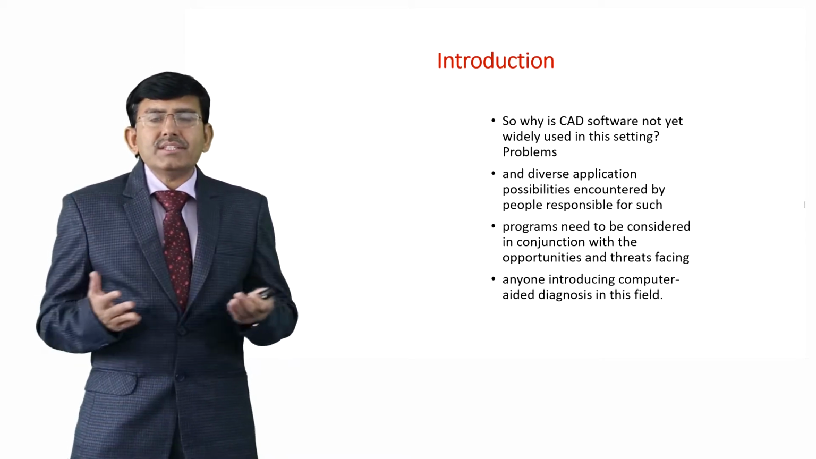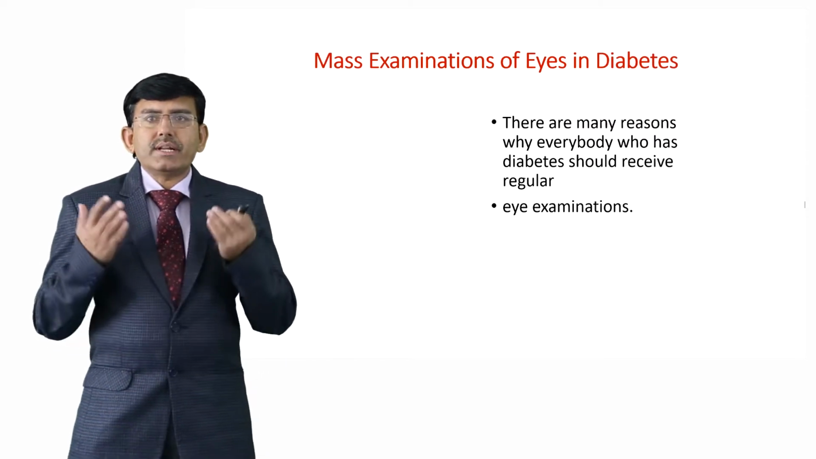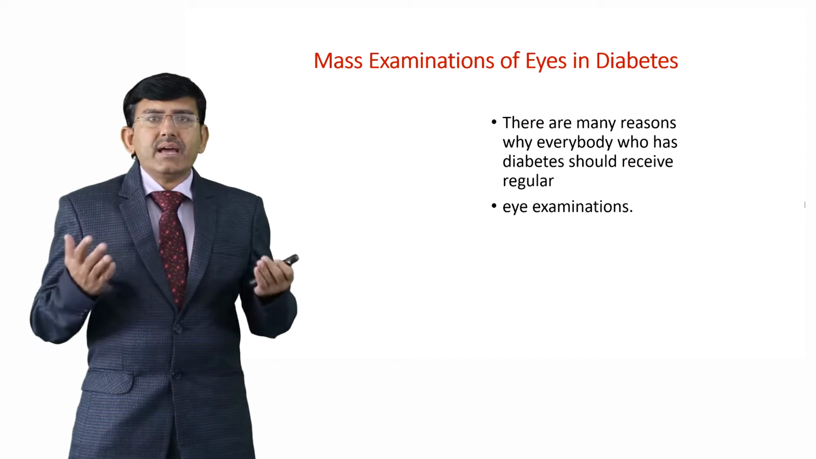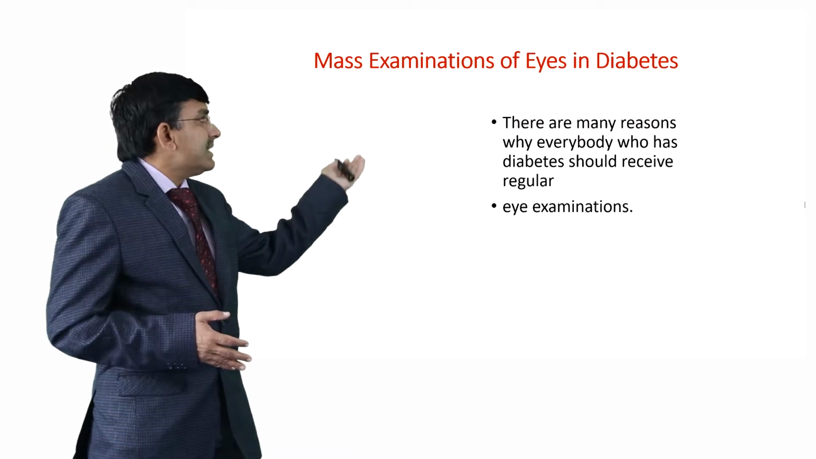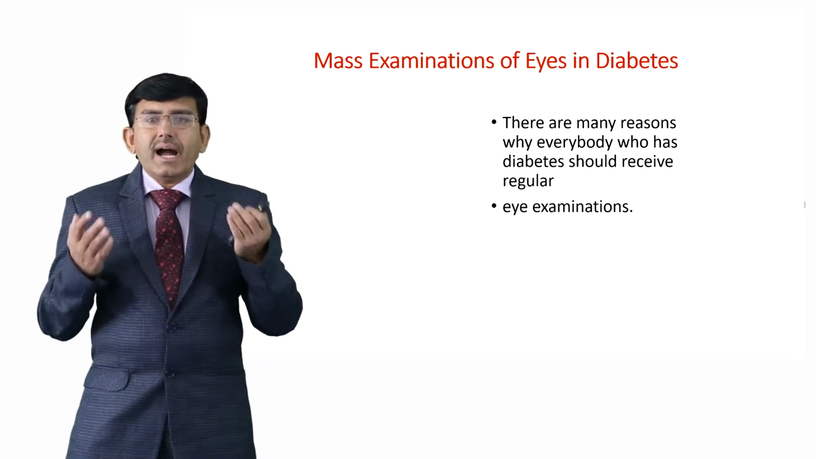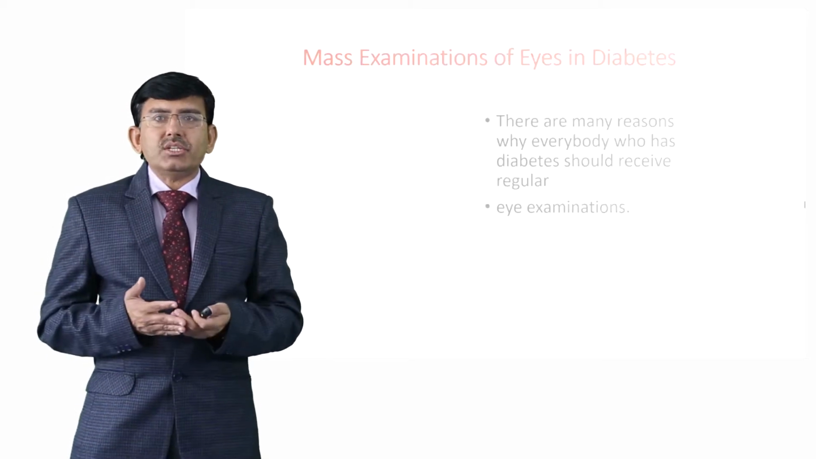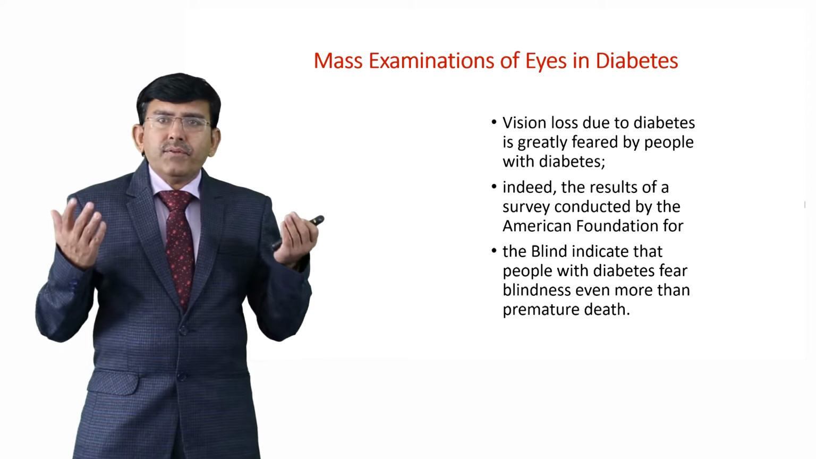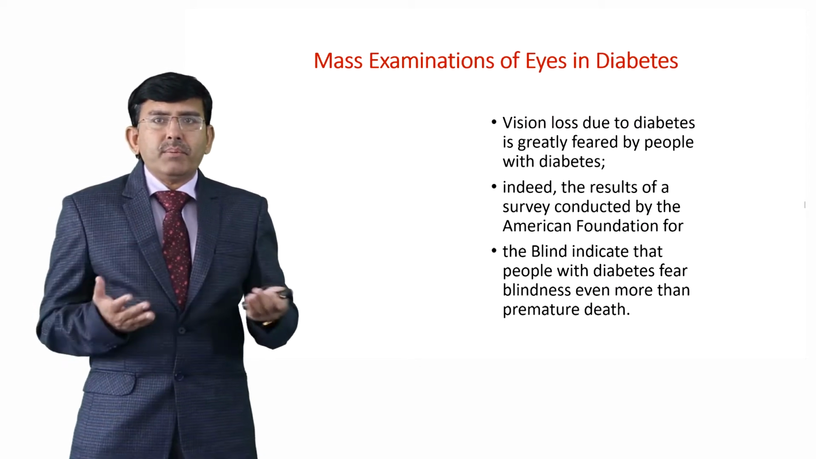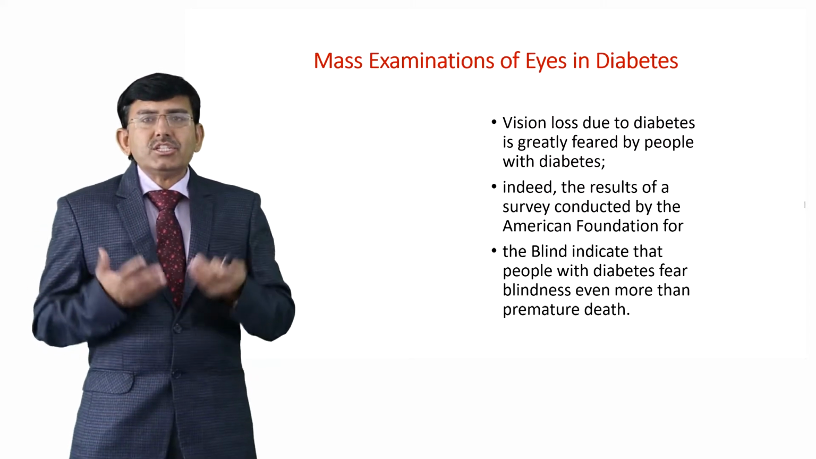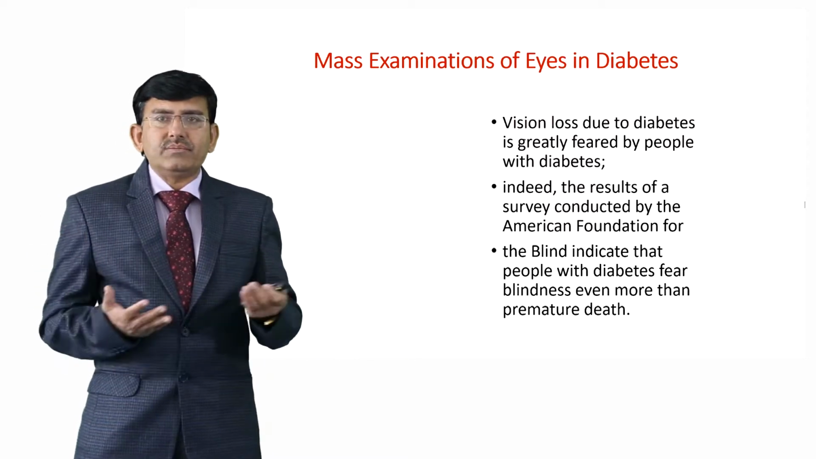There are many reasons why everybody who has diabetes should receive regular eye examination, and for that we have to go for the mass examination of eyes of diabetic subjects. Through this mass examination, vision loss due to diabetes, which is greatly feared by people with diabetes, can be addressed. Such subjects can be examined and have early detection.